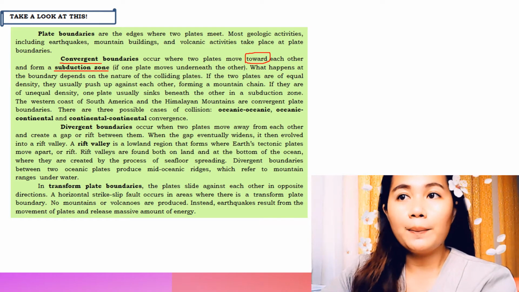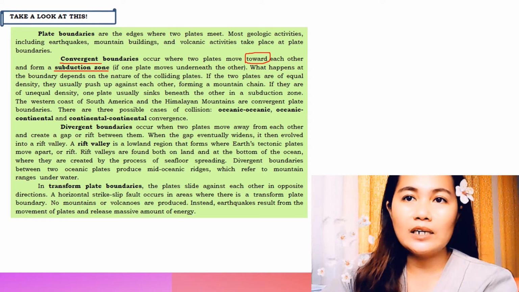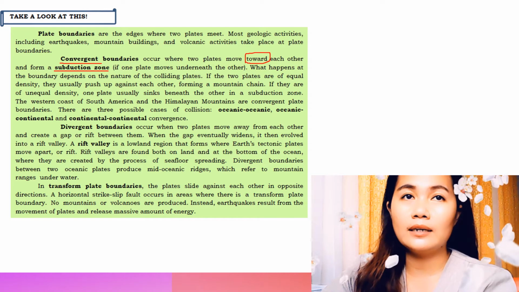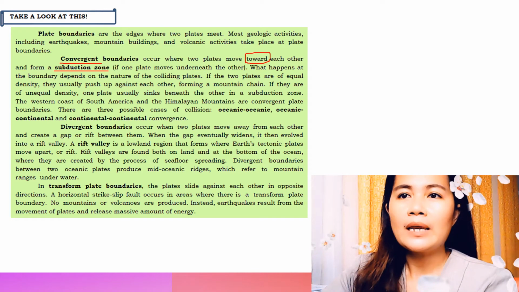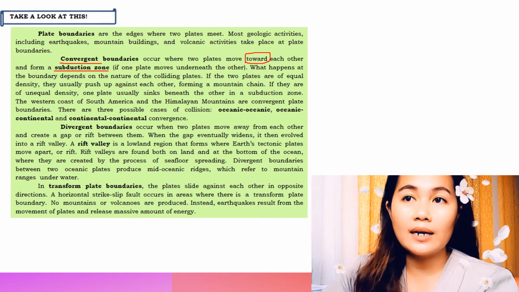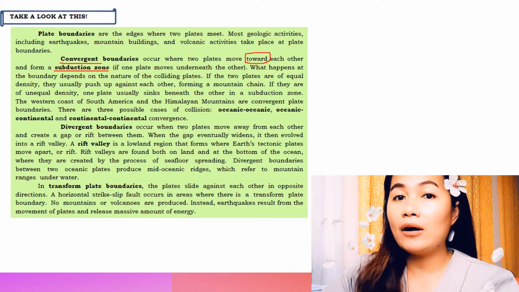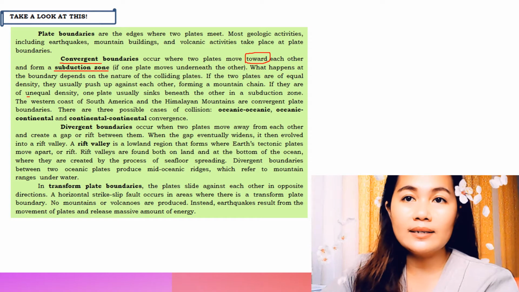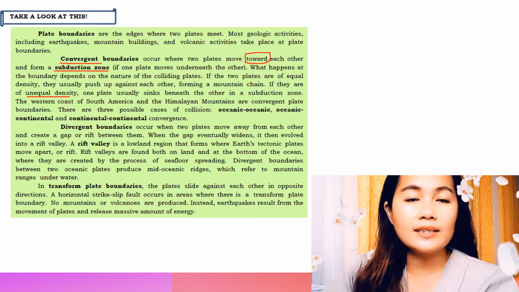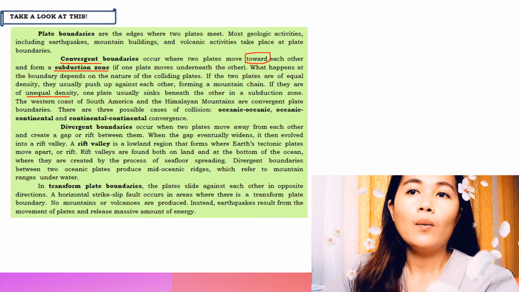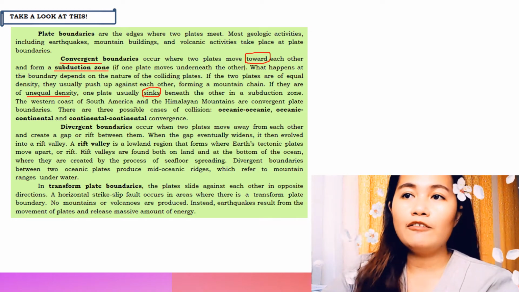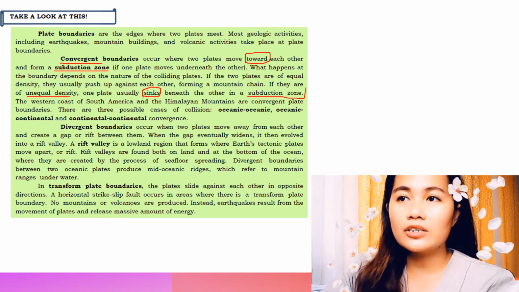If the two plates have equal density, neither sinks because they are of the same weight. They usually just push up against each other, forming a mountain chain. If the two plates are of unequal density, one with lower density and one with higher density, one plate usually sinks beneath the other in what we call a subduction zone.